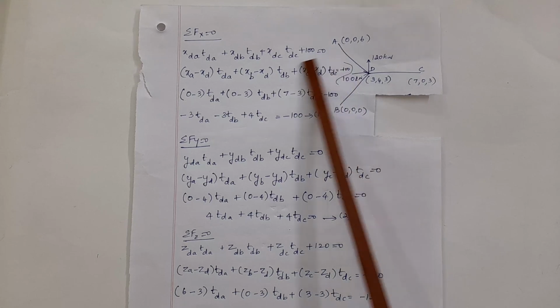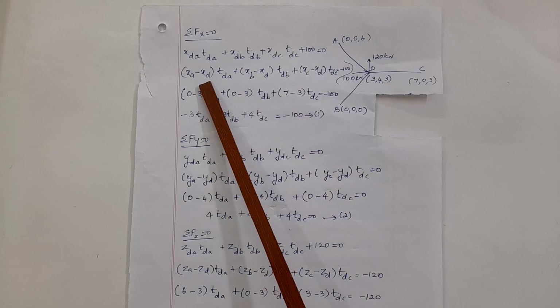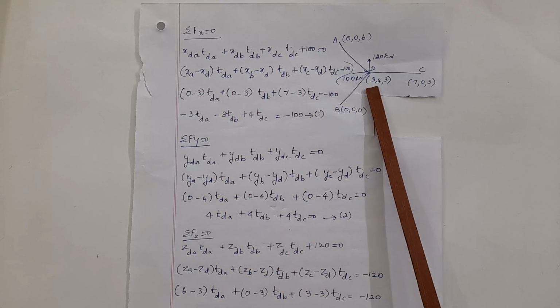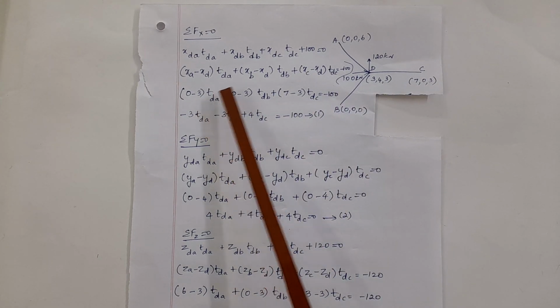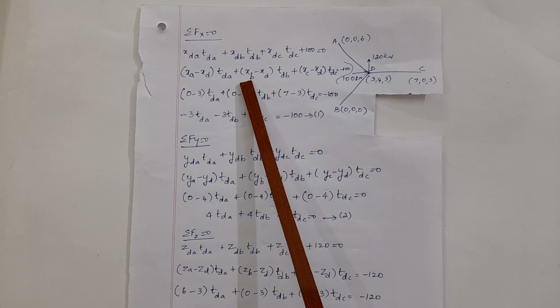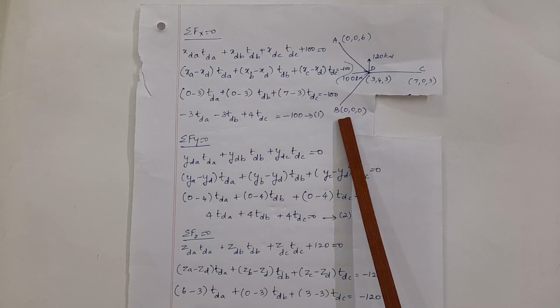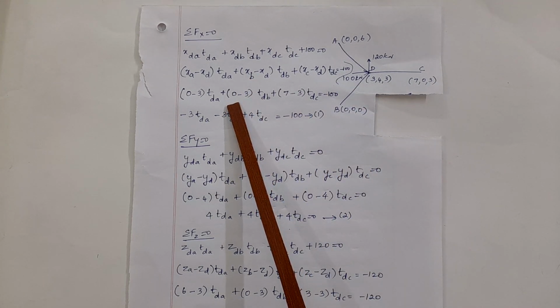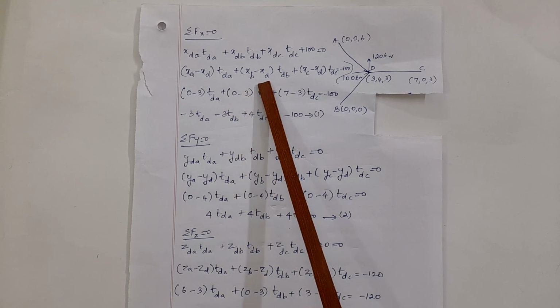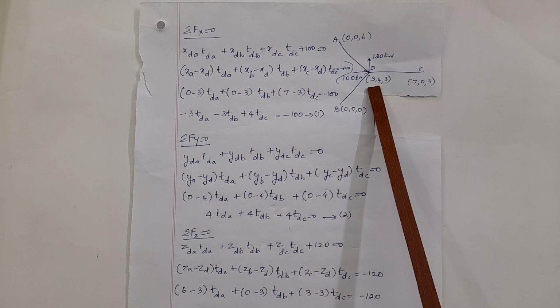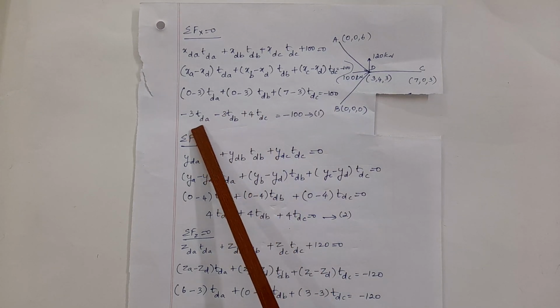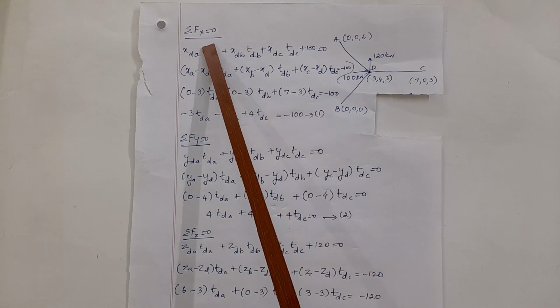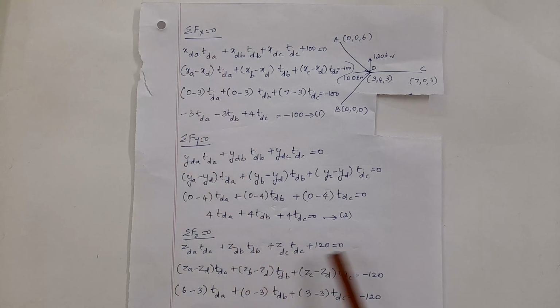I substituted 0. X coordinate of D. X coordinate of D is 3. I put here 3. Next one, x coordinate of B. X coordinate of B is 0. Here 0. X coordinate of D is 3. I put here 3. And so on. So I have formed the relation for my first equilibrium equation, sigma Fx equal to 0.